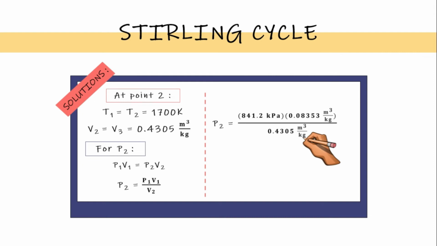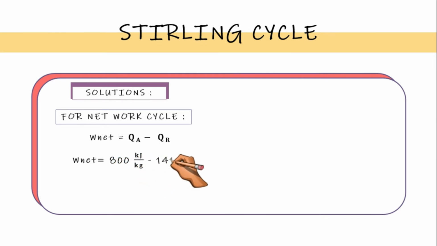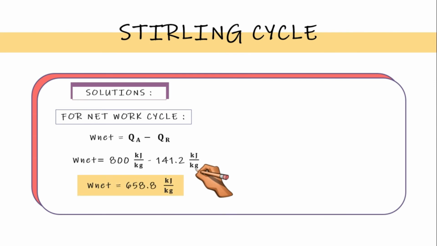Evaluate using your scientific calculator, whatever way you want. The answer will be 1135.37 kilopascal. That will be our P2. So it seems that we all got the cycle points, right? So we go for the net work of the cycle. W net is equal to QA minus QR. W net is equal to 800 kilojoules per kilogram minus 141.2 kilojoules per kilogram. Now, evaluate. Your W net will be 658.8 kilojoules per kilogram.